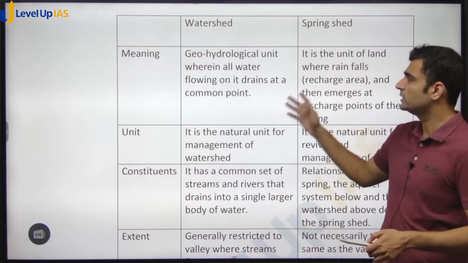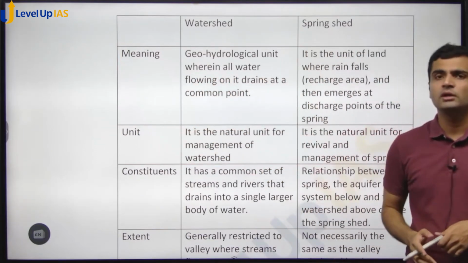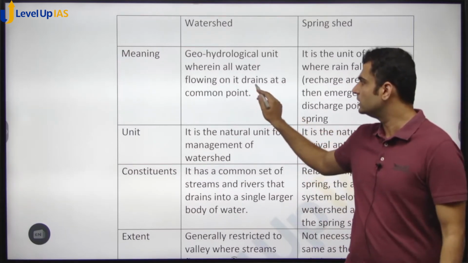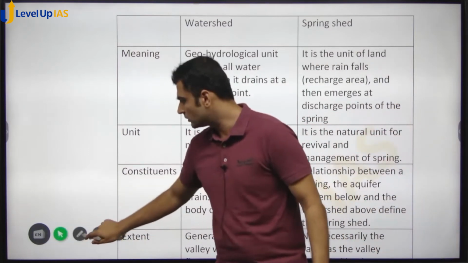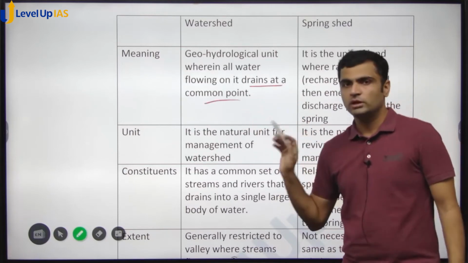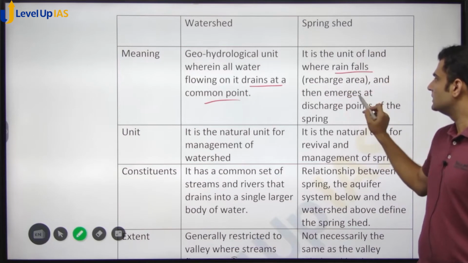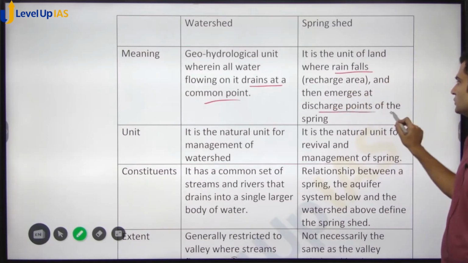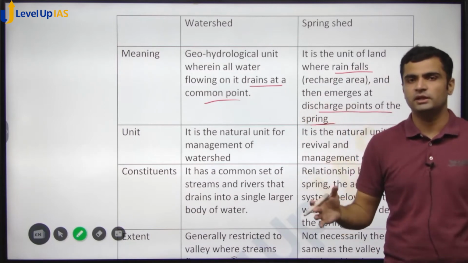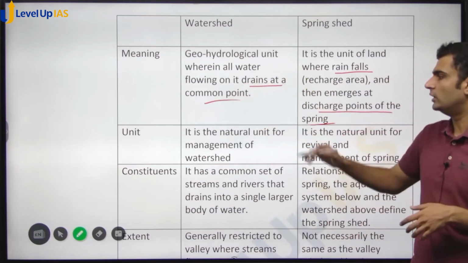What is watershed? What is spring shed? First is meaning. Watershed, as I have said, is a geohydrological unit wherein any water that is flowing will drain to a common point. That is what defines a watershed. Any water flowing on it drains at a common point. But spring shed is a unit of land wherein rainfall or recharge area and then emerges at the discharge point of a spring. So this is defined more from the recharge area or aquifer level than the surface water flowing level.